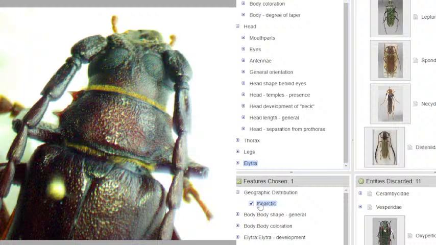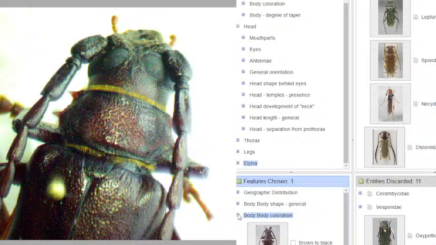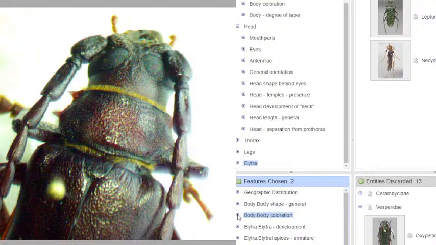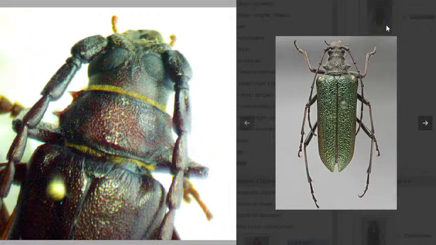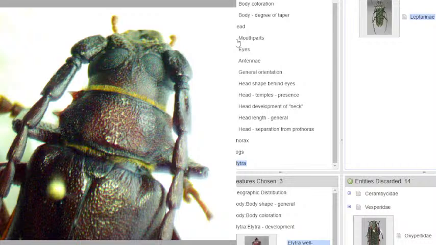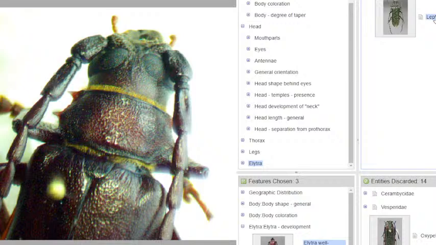And so I reclicked this Nearctic region, and that's the only one that we've chosen so far. I would say body coloration is pretty obvious, brown to black. That pulls us down to two subfamilies. Maybe that's what's up. Elytra well developed. All right, so we got our friend down into the subfamily Lepturinae, but this isn't the species that we have.